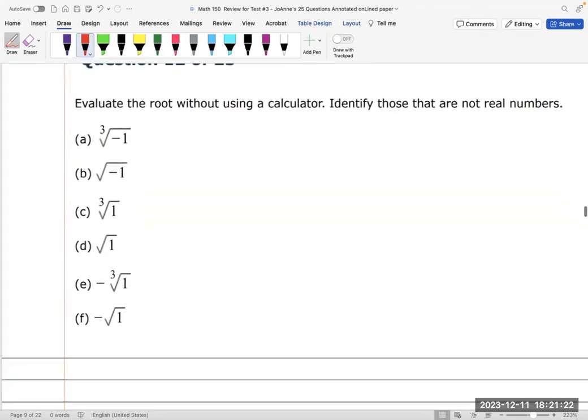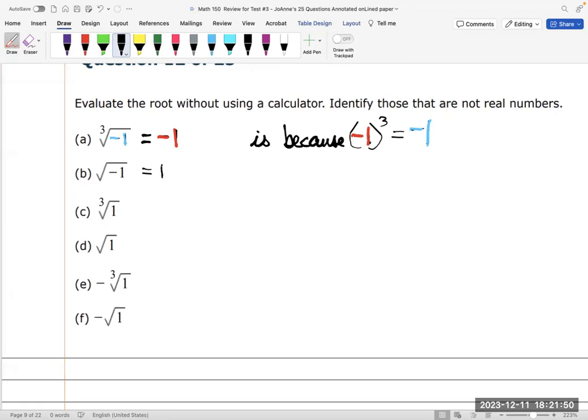Number 12, evaluate the root. This is the cubed root of -1. So that answer is -1 because -1 cubed does equal -1, meaning this -1 cubed is the same thing as this -1 here.